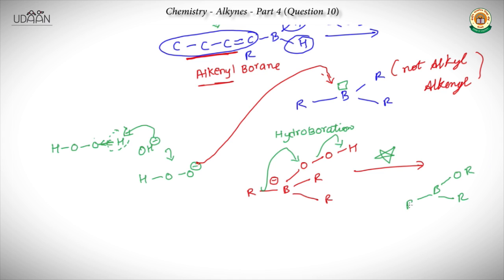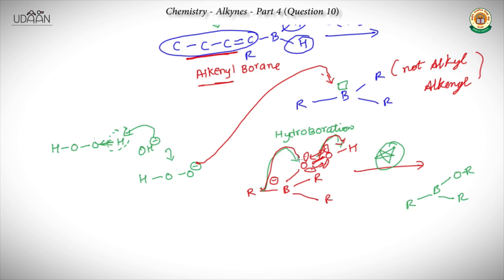So the oxygen atom will be sandwiched between boron and the alkynyl group. I'll tell you why this step occurs. You know that oxygen has lone pairs of electrons. Because both these oxygens are bonded to each other, they repel each other. As a result, this bond is weaker, and it tries to cleave away.